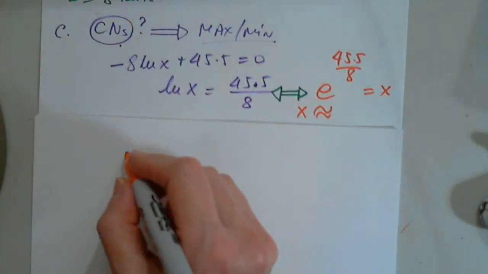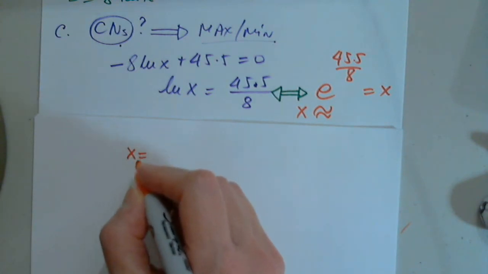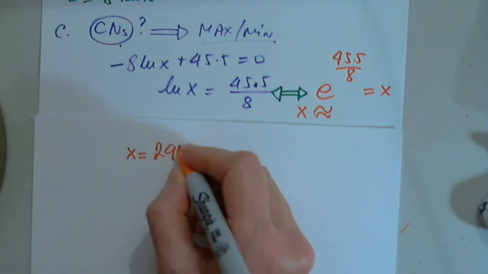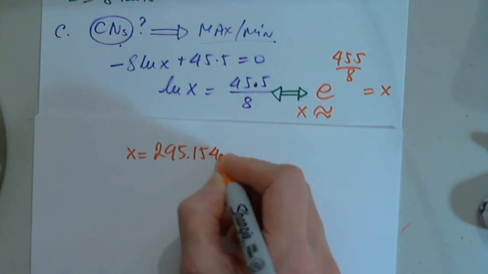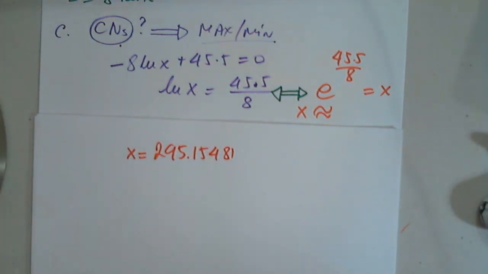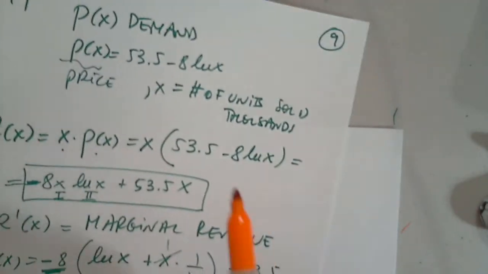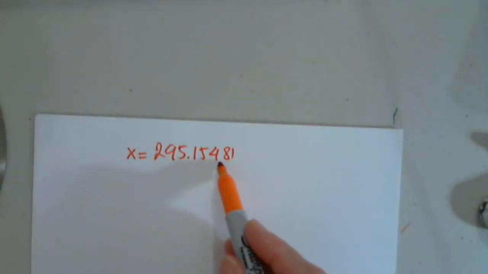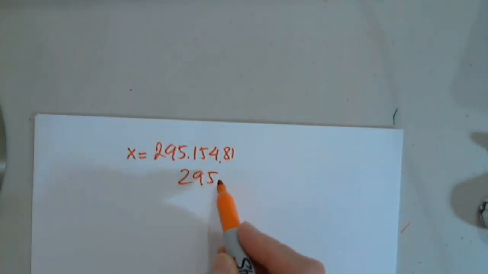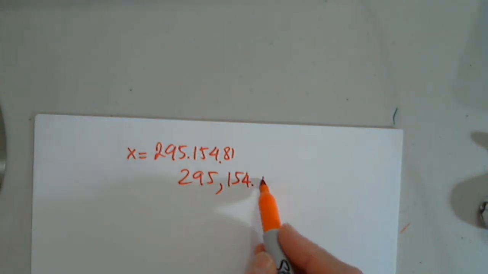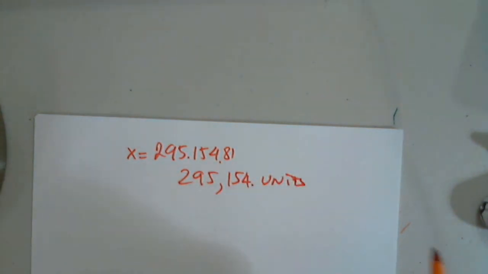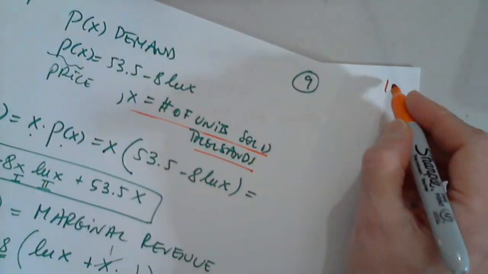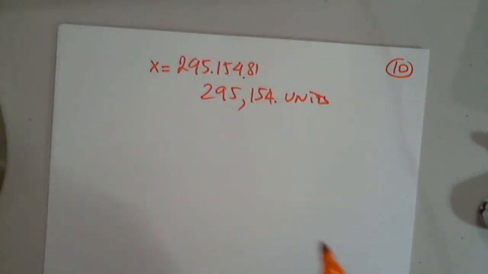So we got that the critical number is x equals 295.15481. Okay, so remember what I wrote to myself. This is the number of units sold in thousands. So this will be 295,154 units. But I don't know what this gives. I cannot conclude. I have to study the sign of the derivative.